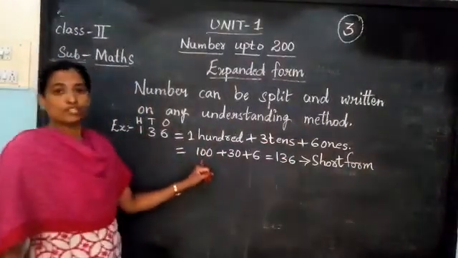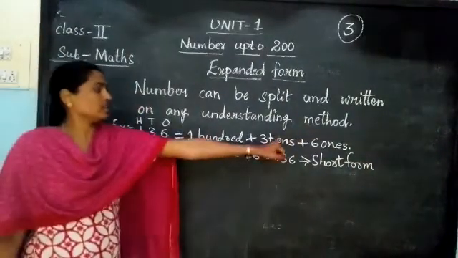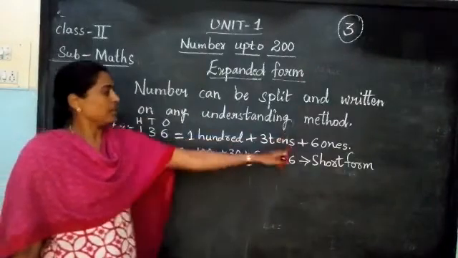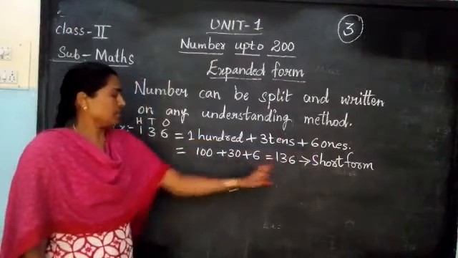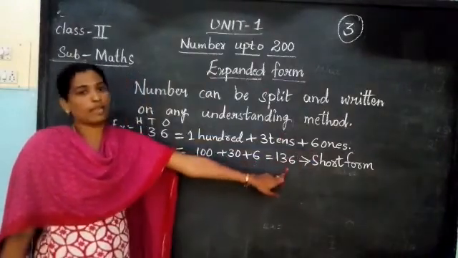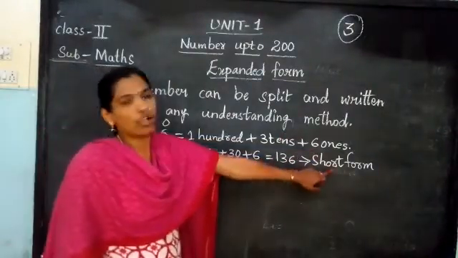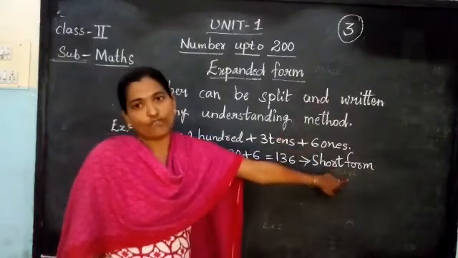100 means in numbers you are writing 100 plus 3 tens means 3 into 10, 30, plus 6 ones means 6 into 1, 6. And total what did it become? 136. And you can call this number a short form also.